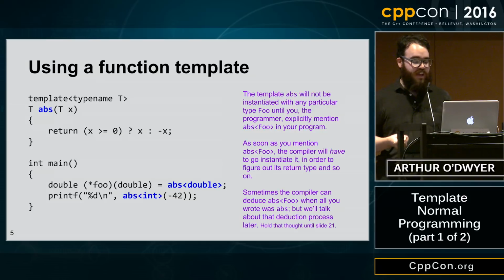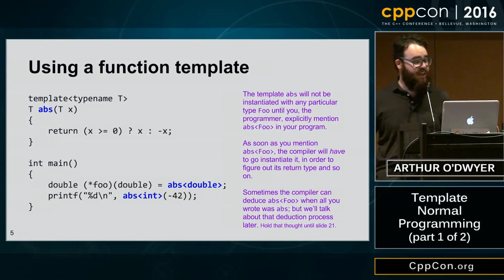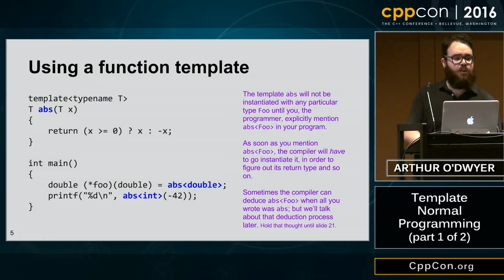Now, sometimes the compiler can deduce that you mean absolute value of foo. For example, in this case, it can actually deduce both of those. But we'll talk about deduction later. Hold that thought until slide 21, it says, but then I rearranged all the slides, so I don't know when that slide is coming.